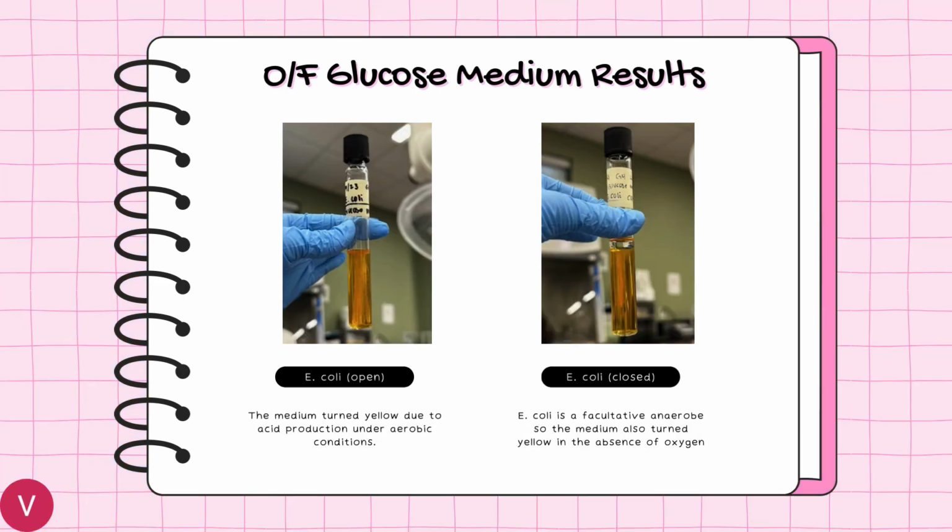So this is our E. coli for the OF glucose medium. In our open tube, the medium did turn yellow, due to the acid production under aerobic conditions. And for our closed tube, it also turned yellow, so this tells us that E. coli is a facultative anaerobe, so the medium also turned yellow in the absence of oxygen.